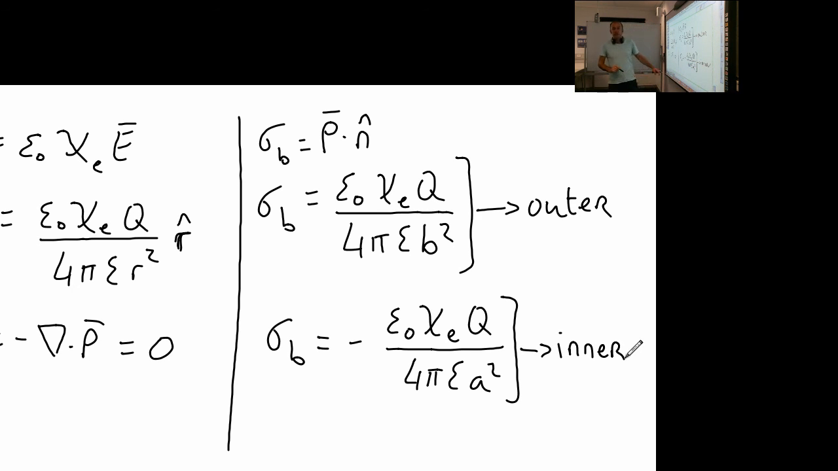Okay, so now the negative sign comes from the fact that the n hat is pointing outwards with respect to the dielectric. So what this means is that at B it's going to be a plus r hat, while at A it's going to be a minus r hat. Okay, so this layer of negative charge is going to reduce the field within the dielectric.